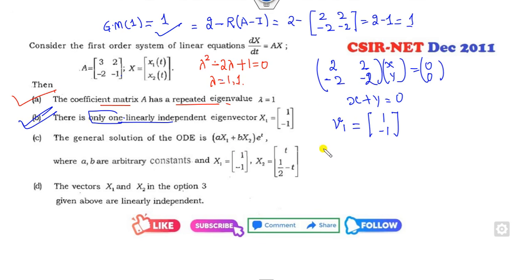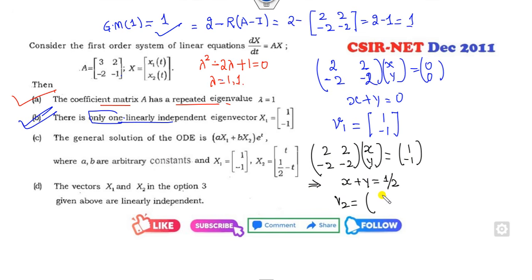So again I can start from here. Minus 2 minus 2. Fine. This should be equal to this eigenvector. So clearly say from here it will be x plus y will be 1 over 2. Fine. So what is the second eigenvector? If I consider the first number will be my t, fine, other number will be half minus t. So you can see this is my v1, this is my v2.